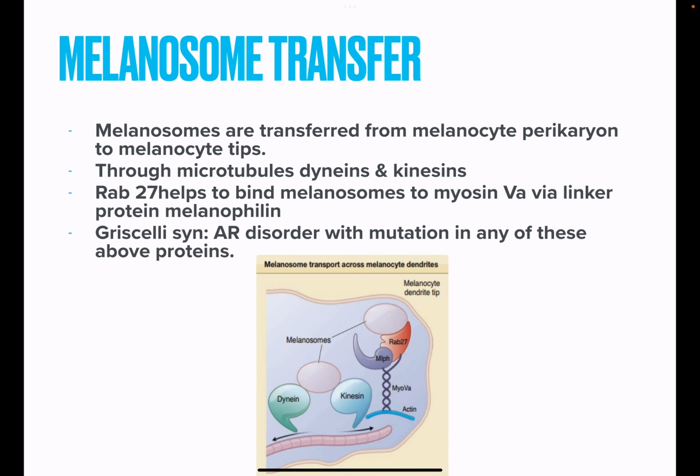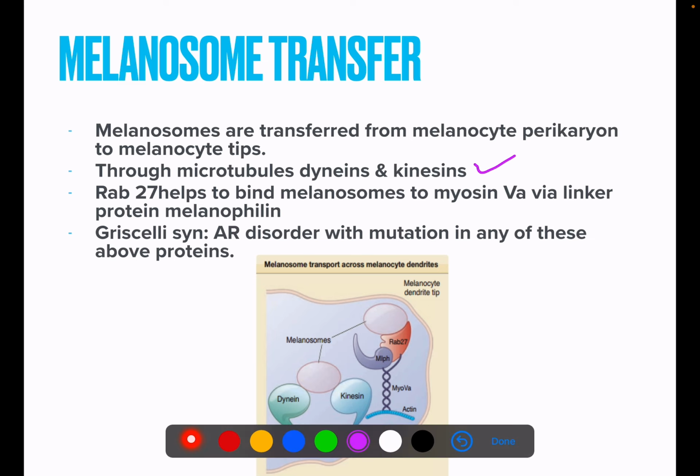Melanosome transfer. Melanosomes are transferred from the melanocyte perikaryon to the melanocyte tips through microtubules, dynein and kinesin. RAB27 helps to bind melanosomes to myosin 5A via the linker protein melanophilin.